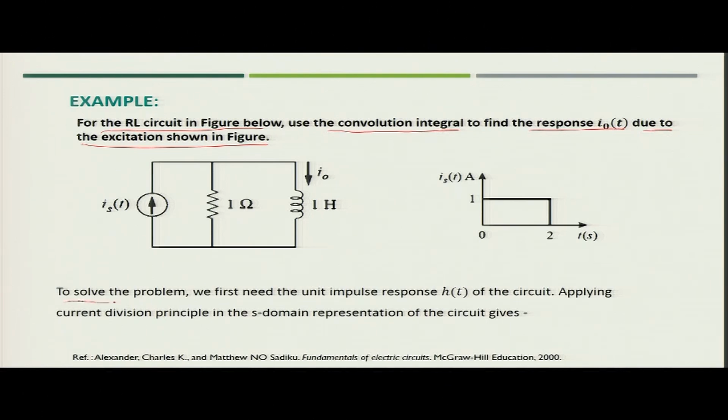So, now to solve this problem we have to first use the technique which we discussed, that we will first find the unit impulse response, that is s(t), of the circuit.